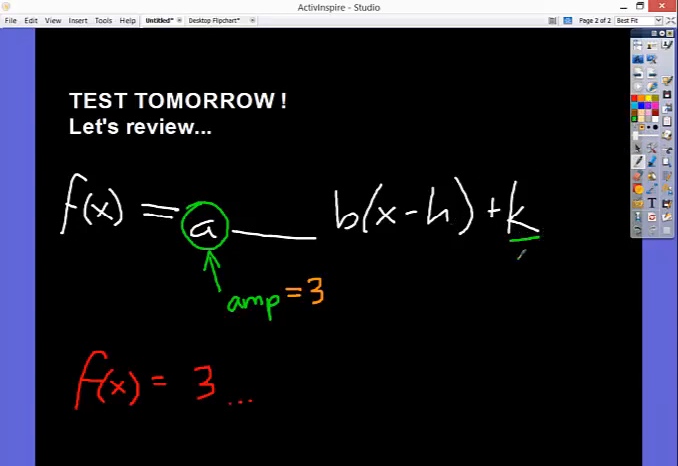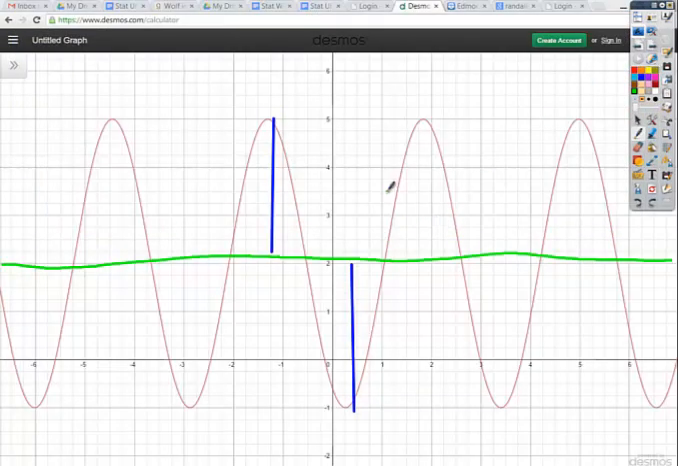Now let's deal with K, since that's so easy. K is your vertical slider, and that's true with every function. We've been using H and K all semester long. H is the horizontal slider, K is the vertical slider. That's been true with every one of these. So let's go back to the graph here. K is just the vertical position of the center line.